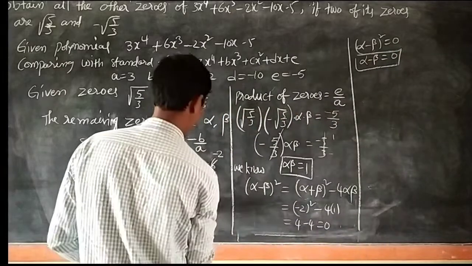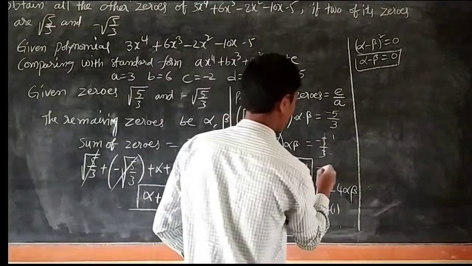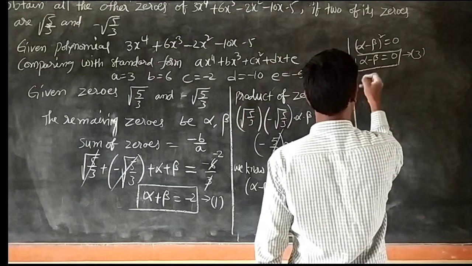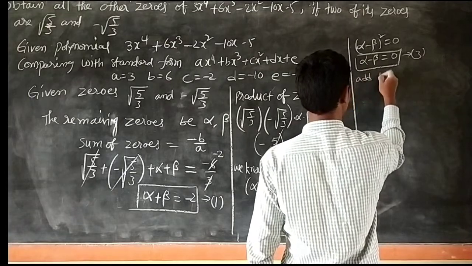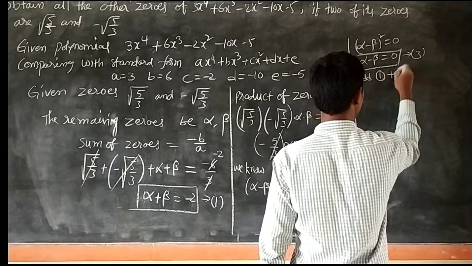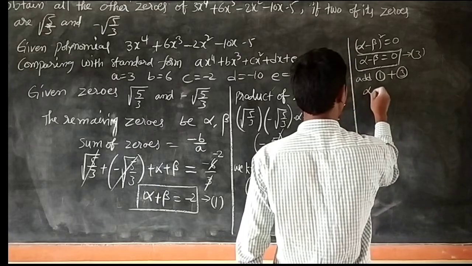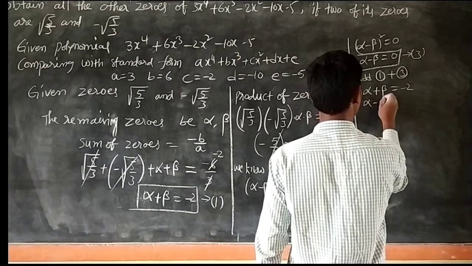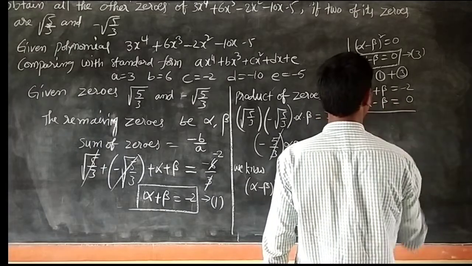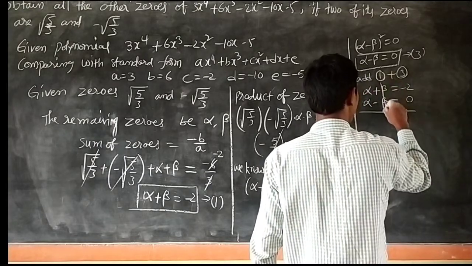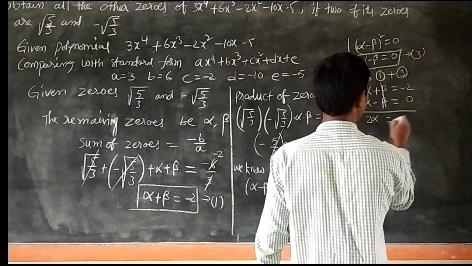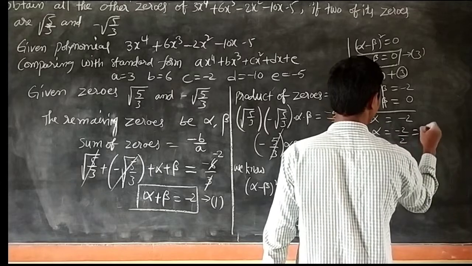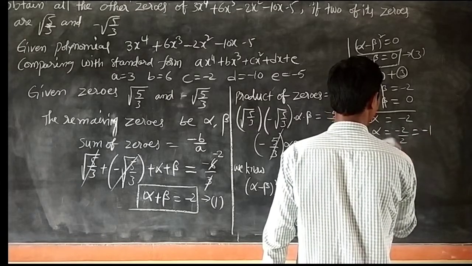Take this expression as 1, this expression as 2, this expression as 3. Add equation 1 plus equation 3. Alpha plus beta is equal to minus 2, alpha minus beta is equal to 0. On adding, beta minus beta cancels. 2 alpha is equal to minus 2, alpha is equal to minus 2 by 2, that is equal to minus 1. Alpha is equal to minus 1.